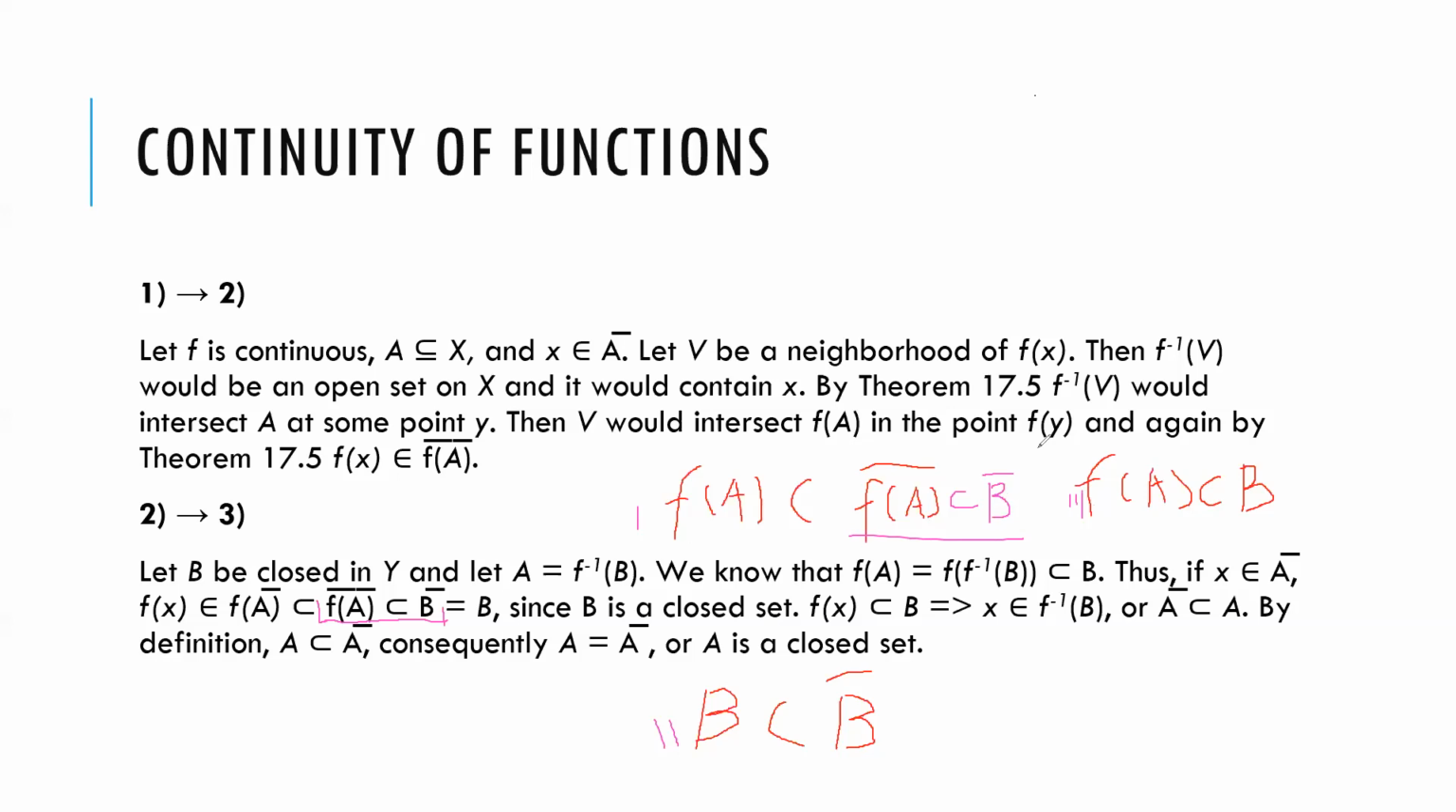Well, I think you may have forgotten one thing, right? We have B is closed. Yes, so B is actually equal to B bar. Which is here, right? I think you have questions about why, if A is a subset of B, then A bar is a subset of B bar. Is that correct?